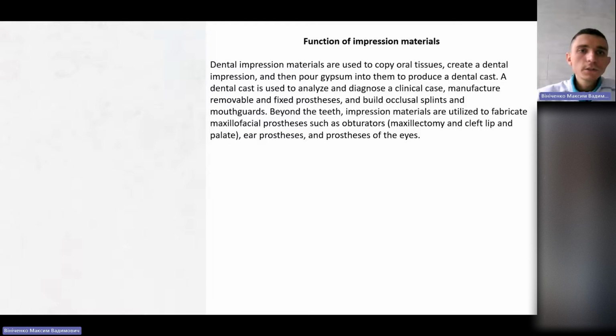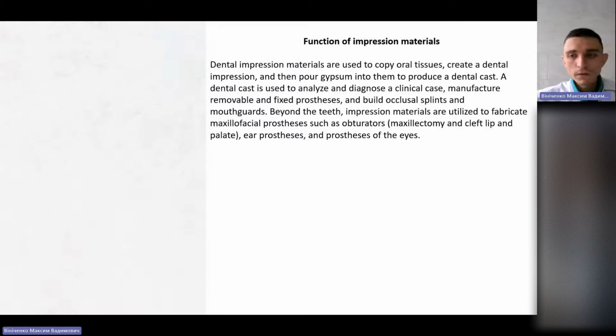Okay. Dental impression materials are used to copy oral tissues, create a dental impression, and then pour gypsum into it to produce a dental cast. A dental cast is used to analyze and diagnose a clinical case, manufacture removable and fixed prostheses, and build occlusal splints and mouth guards. Beyond the teeth, impression materials are utilized to fabricate maxillofacial prostheses such as obturators, ear prostheses, and prostheses of the eyes.